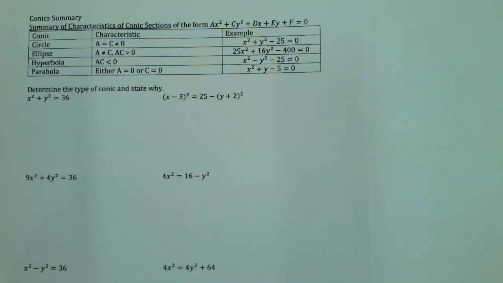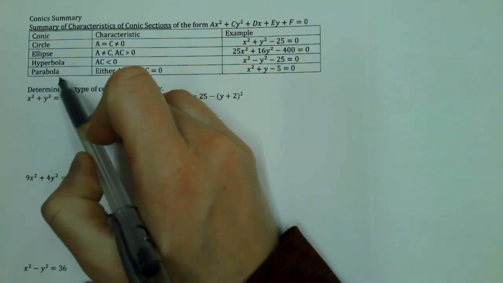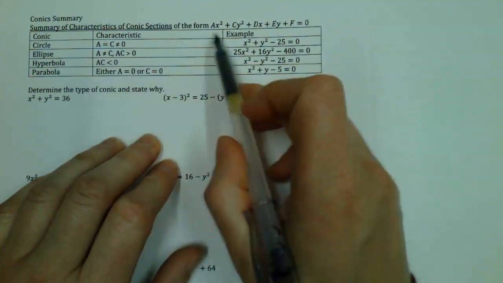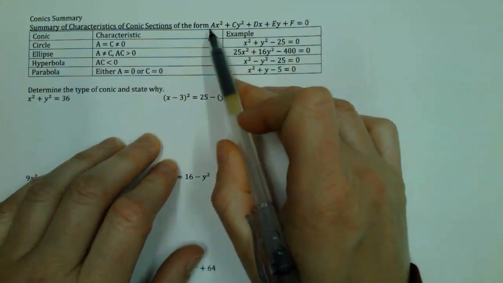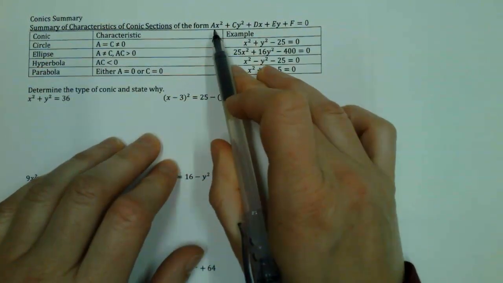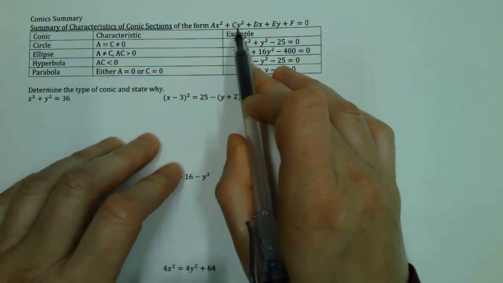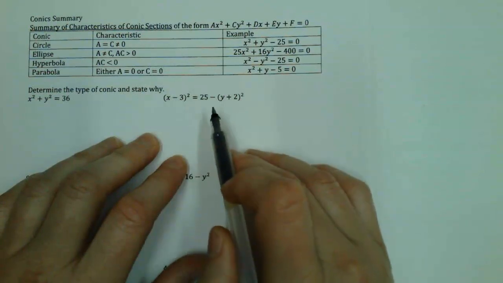In this video, we're going to discuss a summary of our conic sections and basically how you tell each of those four conics apart. So our four conics are circles, ellipses, hyperbolas, and parabolas. So for circles, again, here we've kind of got our general equation. So the A and the C are going to be the same, and neither of them are 0.